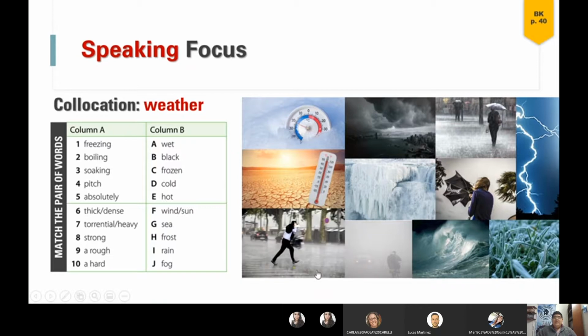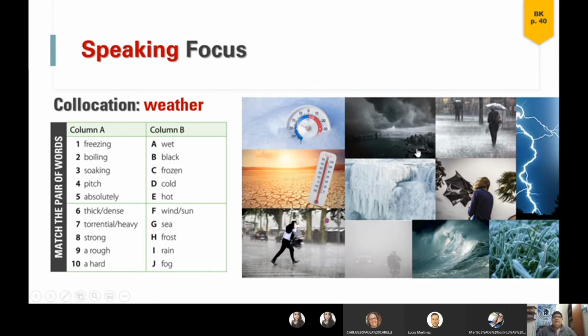Then soaking. Look at this picture. It's soaking wet. Yes, it's soaking wet. Okay. Then look at this other. What's the weather like? Absolutely black. No, it's pitch black. Okay, it's pitch black.